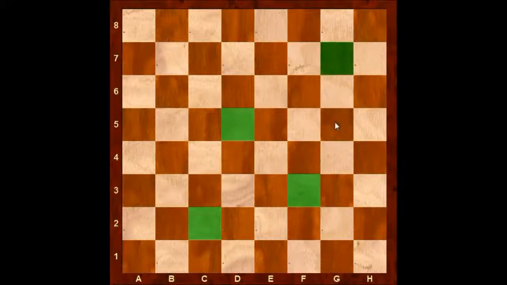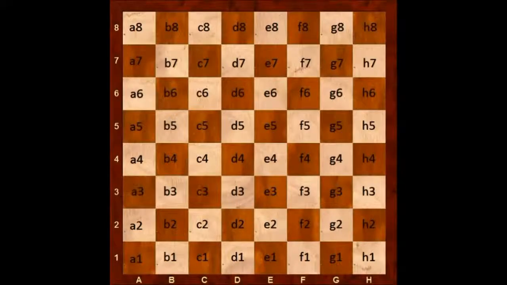If you wish, you can pause the video and try to figure out all the squares by their name. And it would look something like this.